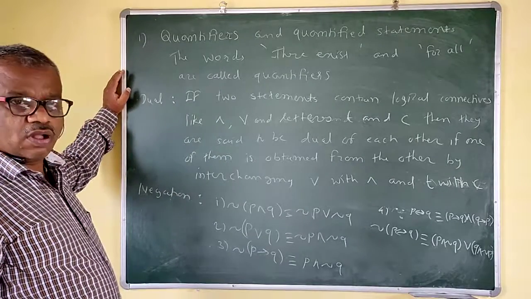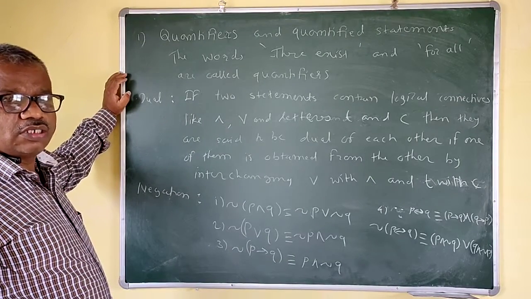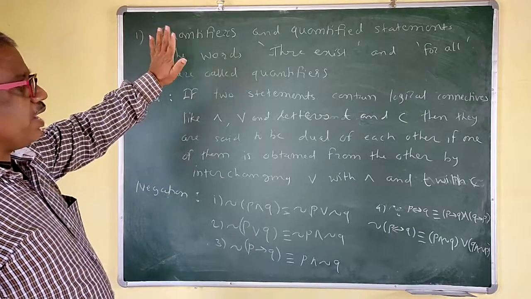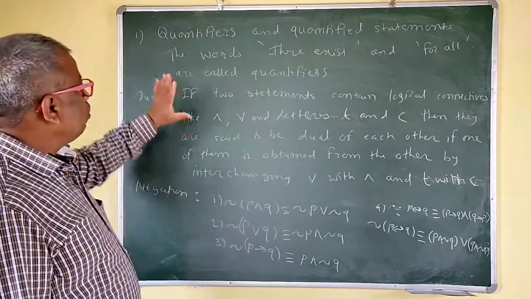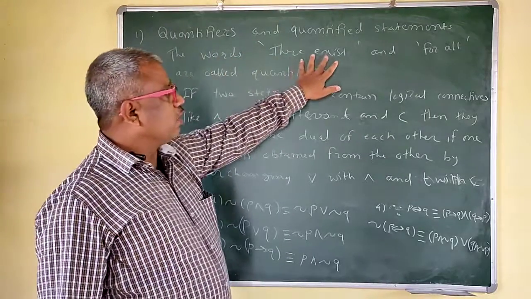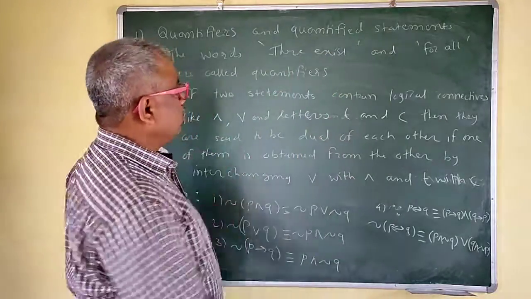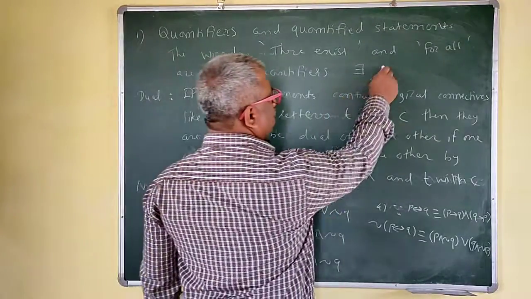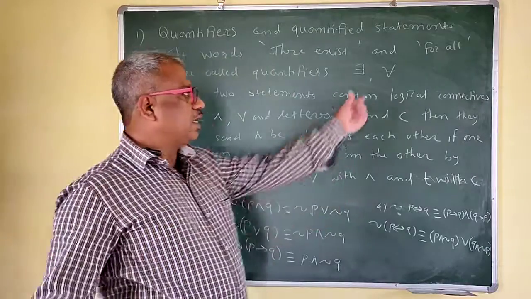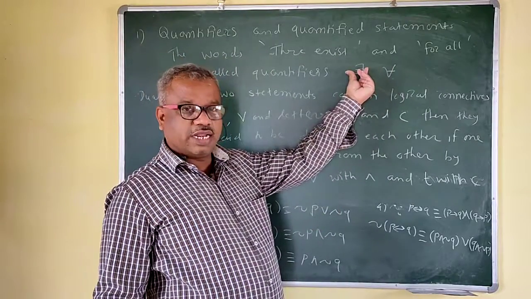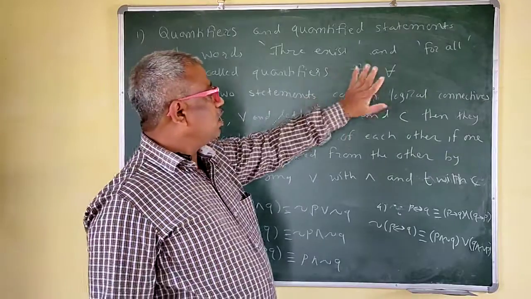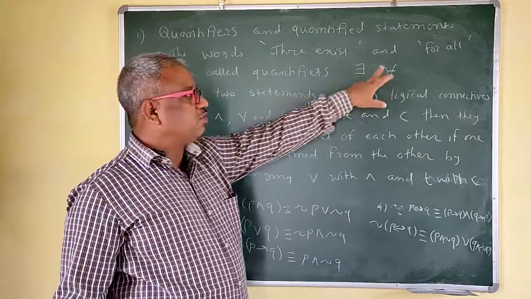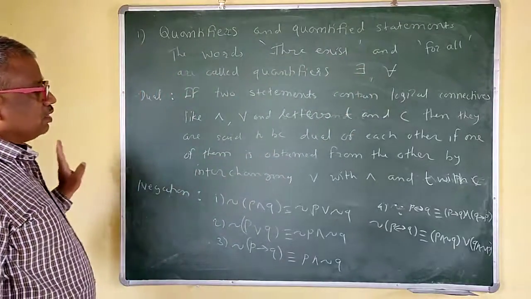So last time we have seen how to prove that statements are tautology, contradiction, and logically equivalent, and so on. Now we will see what we mean by quantifiers and quantified statements. Quantifiers means the words there exists and for all. You know this is the symbolic representation of there exists, and the symbolic representation of for all is this. This is read as for all, this is read as there exists. These two words are nothing but the quantifiers. And if the statement contains these two words, then that is called a quantified statement.